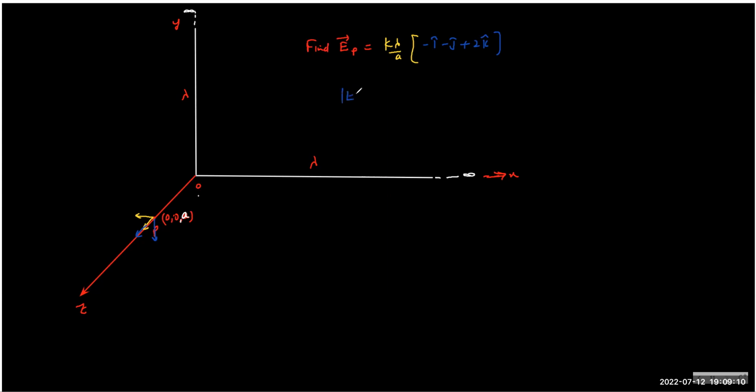So now if you want to find the magnitude, you can find the answer. So K lambda by under root of 1 plus 1 plus 4. So root 6 K lambda by A.